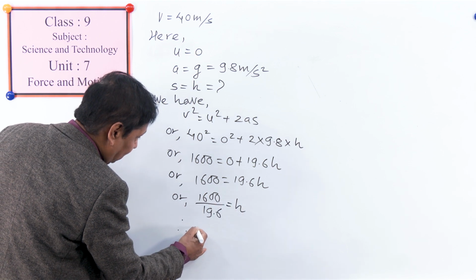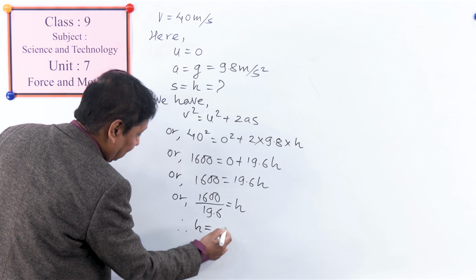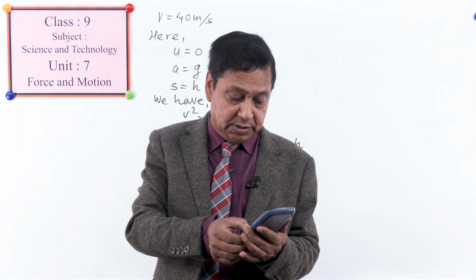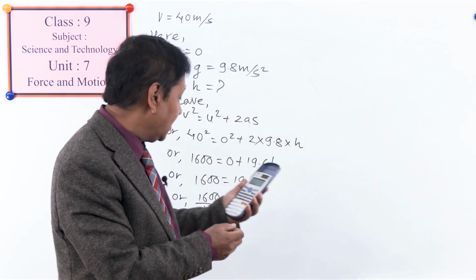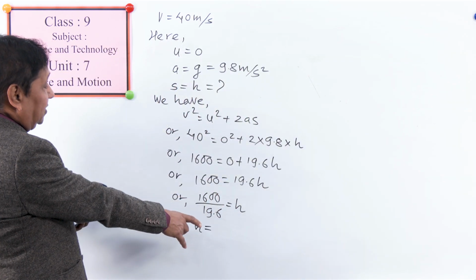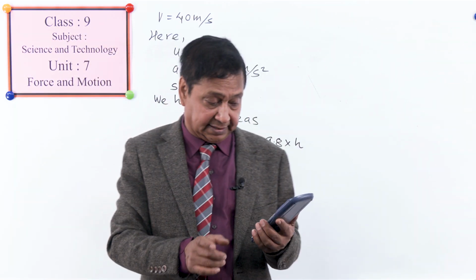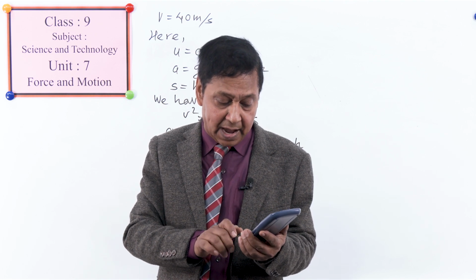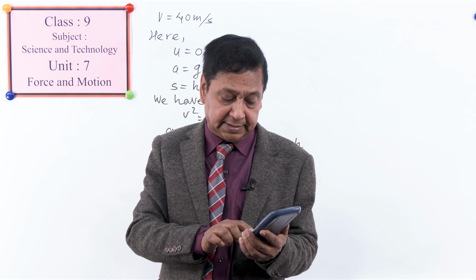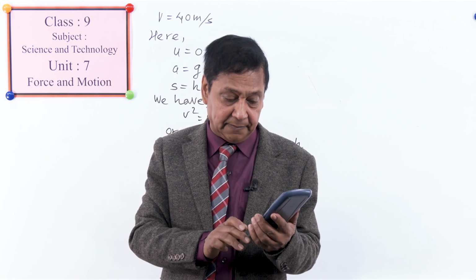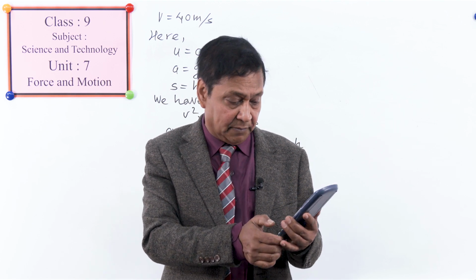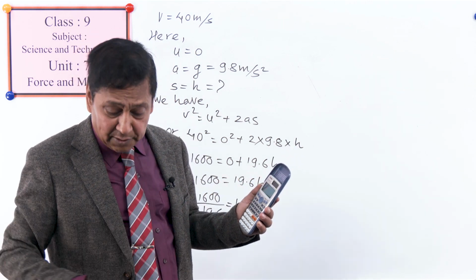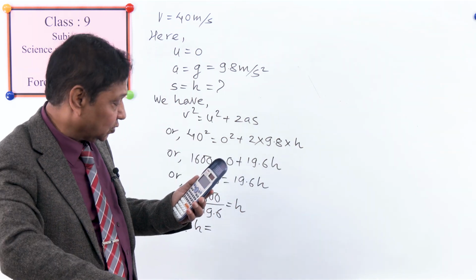Therefore, now we have to use calculator. Now calculator, I am using it. What is our value? Look at this, 1600 divided by 19.6. This is equal to 81.6326.